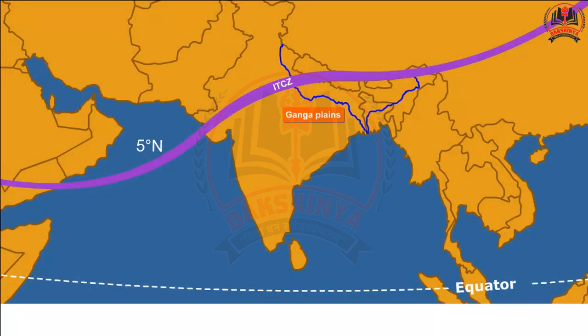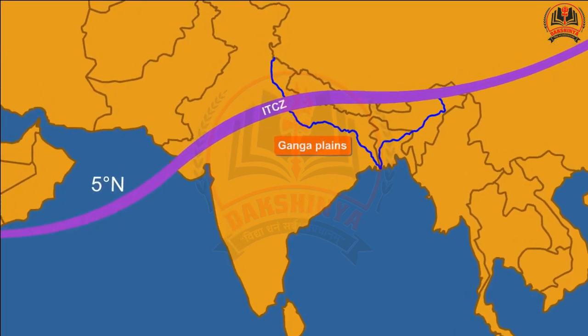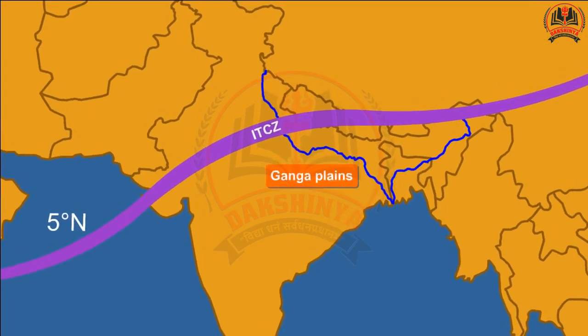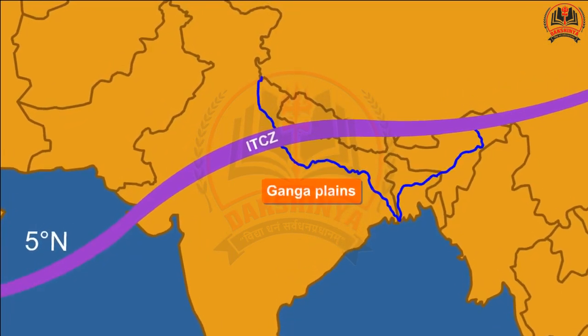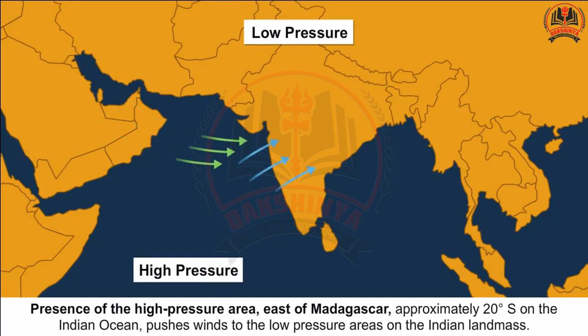2. The Intertropical Convergence Zone, or ITCZ, usually positioned at 5 degrees north of the equator, shifts northward over the Ganga plains in summers. This shift also triggers monsoons in India. 3. Presence of the high-pressure area east of Madagascar, approximately 20 degrees south on the Indian Ocean, pushes winds to the low-pressure areas on the Indian landmass.